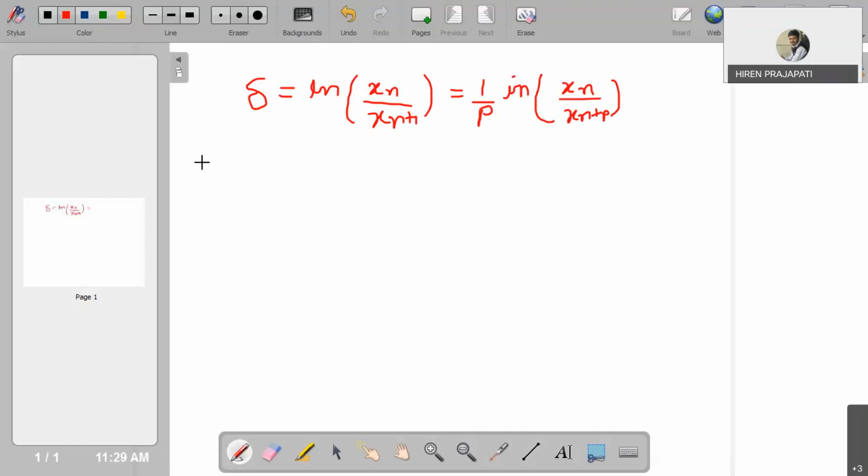So this is what we discussed, and this is also equal to 2 pi zeta divided by square root of 1 minus zeta square. This is what we derived in the previous session. These two equations we derived in the previous session. So today we'll try to solve numericals based on this equation and previously derived equations.